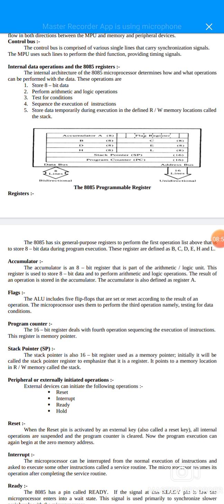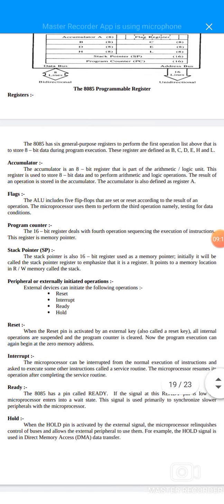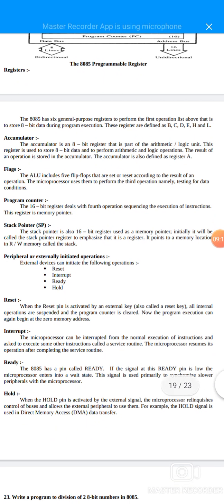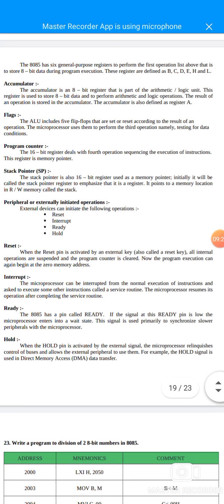Flags. The ALU includes 5 flip-flops that are set or reset according to the result of an operation. The microprocessor uses them to perform the third operation, namely testing for data conditions. Program counter. This 16-bit register deals with the fourth operation, sequencing the execution of instructions. The register is a memory pointer. Stack pointer, SP. The stack pointer is also a 16-bit register used as a memory pointer. It points to a memory location in read-write memory called the stack.